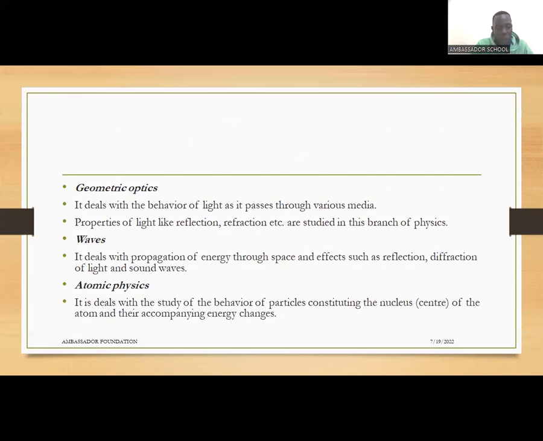And we have a topic of light in Form 1, in Form 2, in Form 3, and also in Form 4. And all of these we are going to study.